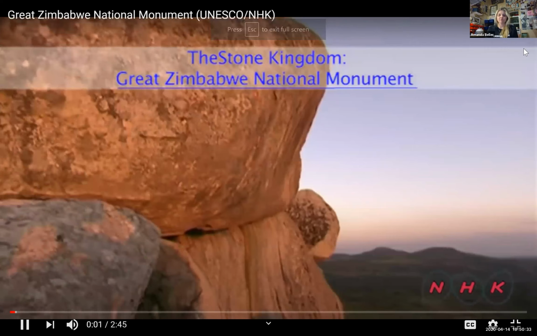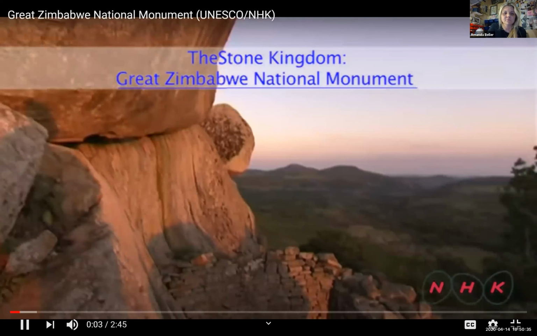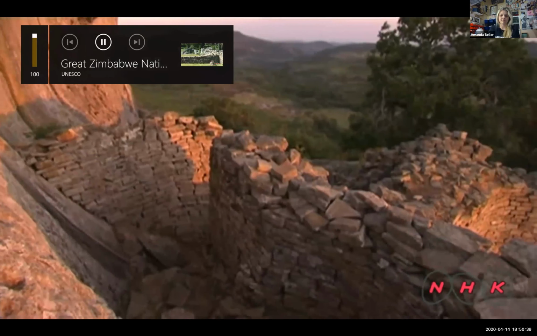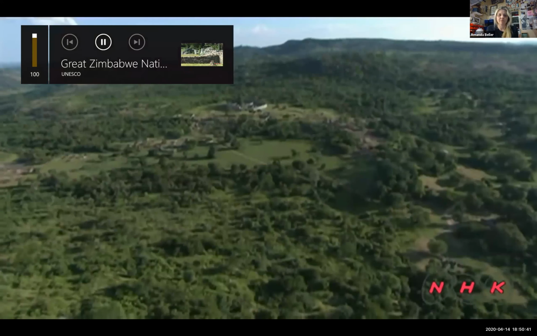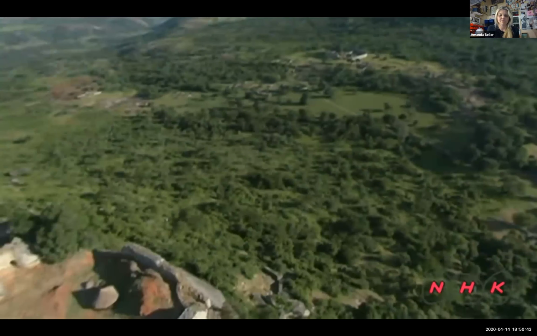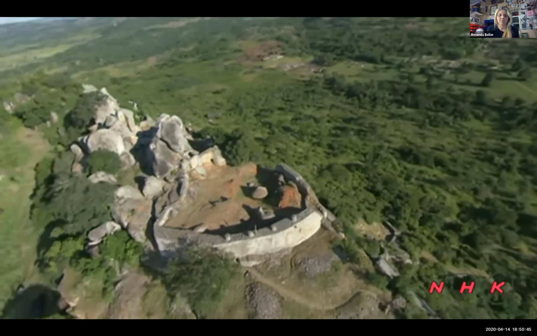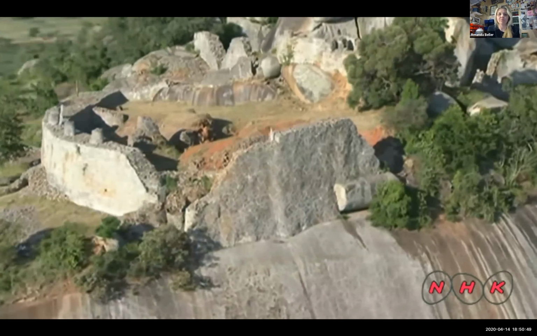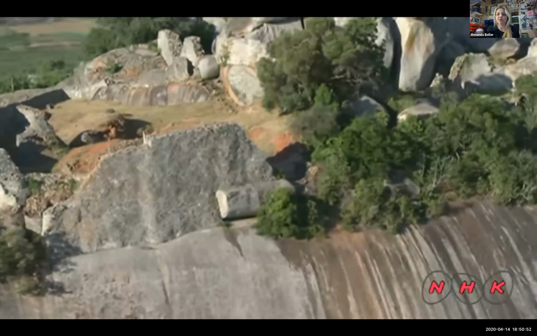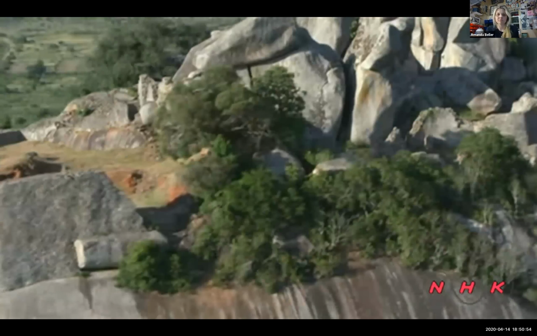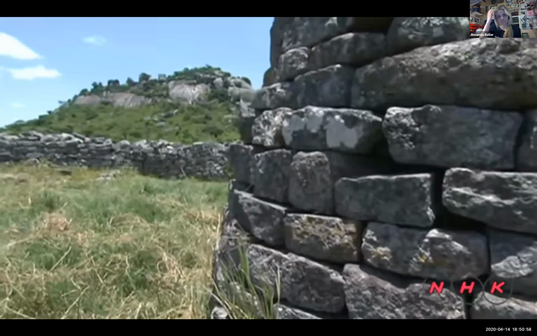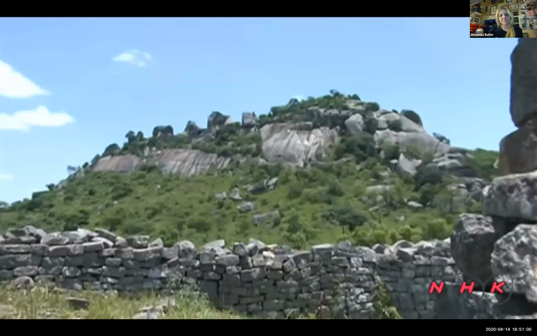The Stone Kingdom, Great Zimbabwe National Monument. This historical site is surrounded by many large rocks. It's a vestige of a kingdom that once flourished in southern Africa between the 9th and 15th centuries. Zimbabwe means the House of Stone. The country was indeed named after this historical monument. The site, built of large natural stones, was a royal residence for the king.